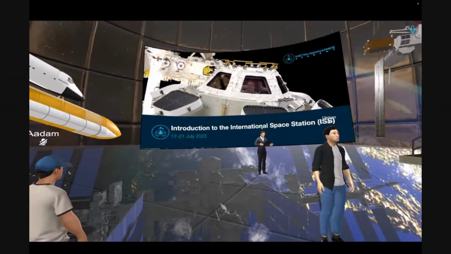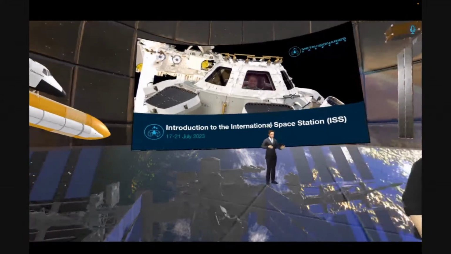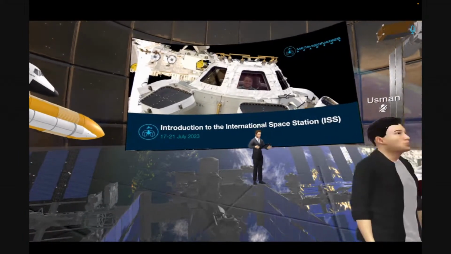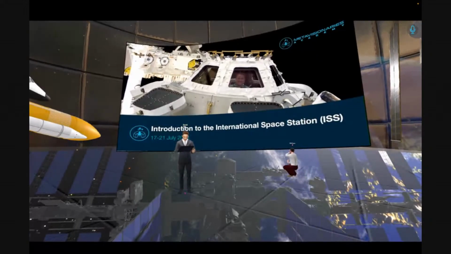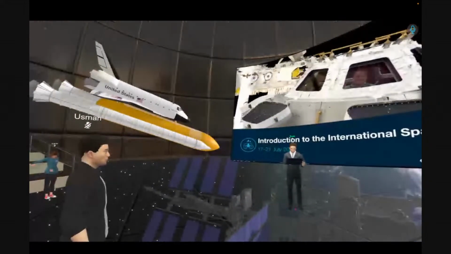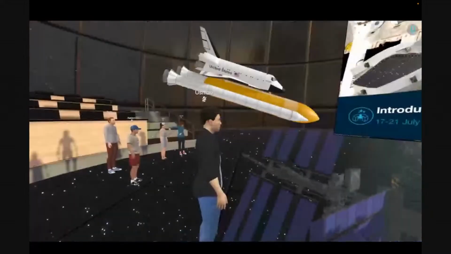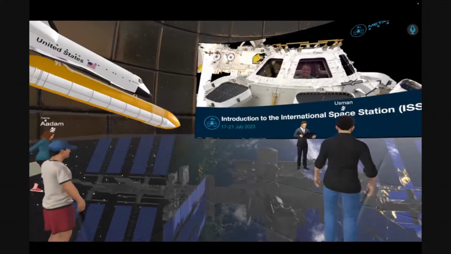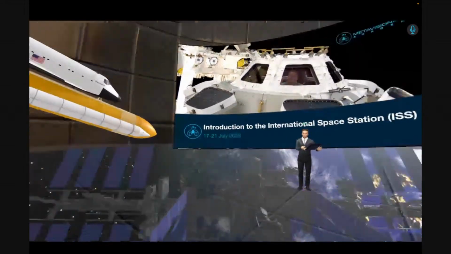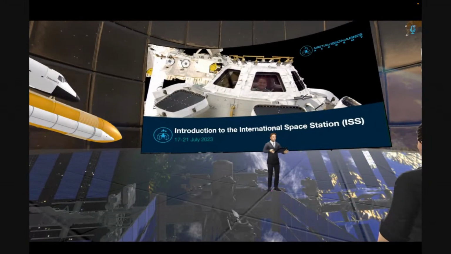Welcome everyone to the demo of the Metavisionaries course. This course is called Introduction to the International Space Station. And we're going to talk about this great engineering and international partnership accomplishment that orbits the Earth. And so, does anyone in the audience know what's in the picture here? Anyone can just speak freely if they know what's in the picture.